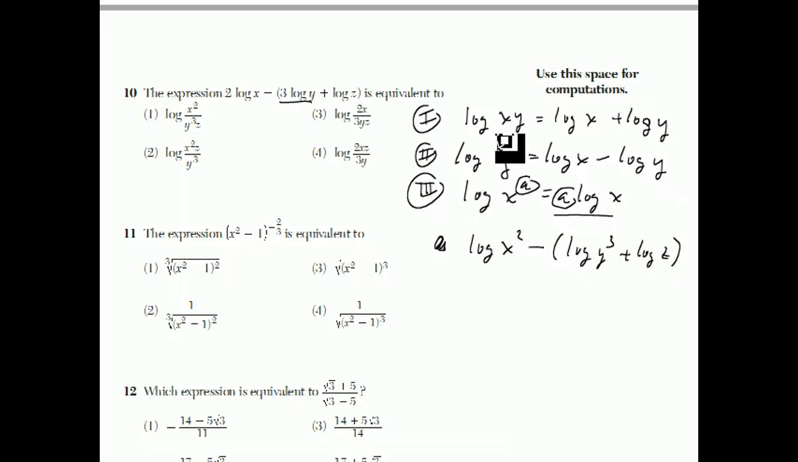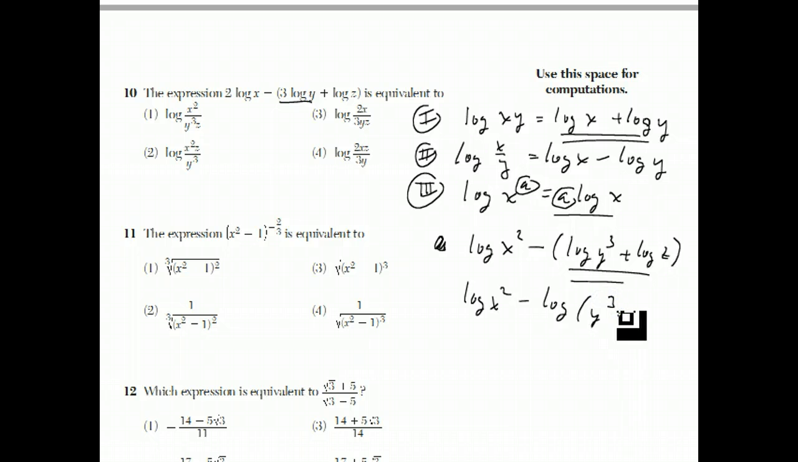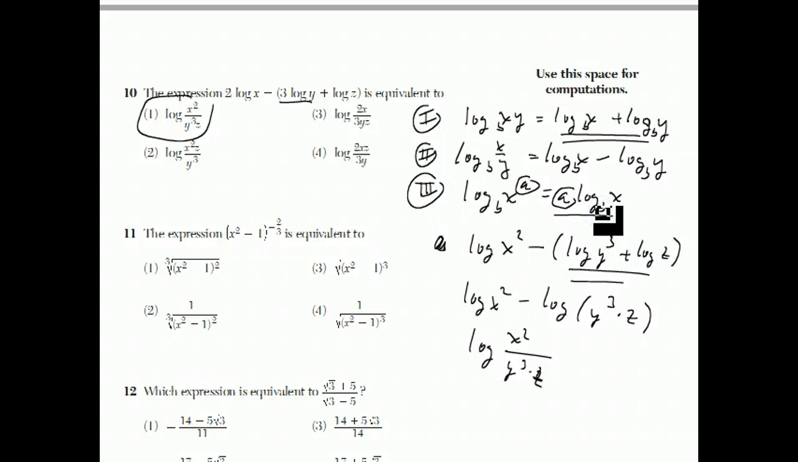Now, this here inside the parentheses resembles rule 1 a lot. So that means I can put it together into a log of y cubed times z. Say it's log of something plus log of something else, and it turns into log of that something times that something else. Finally, I could use rule number 2 in reverse. I have log of something minus something. I could rewrite it as a single log where it's divided. Log of x squared over y cubed z. It's choice 1. So those are the log rules. If there was a base down here, then the same base would be there. If there's no base, it's implied that it's base 10. So those are the 3 log rules.